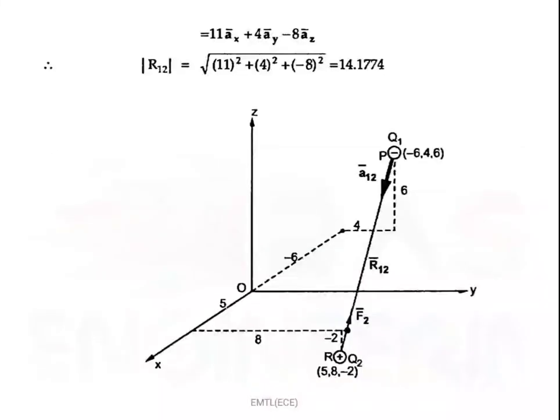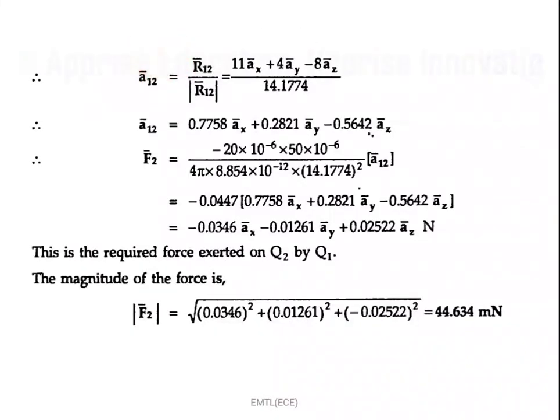Now we have to find the value of the unit vector. The formula for the unit vector A bar 12 is R bar 12 divided by mod of R bar 12. We already found the values of R bar 12, that is 11 ax bar plus 4 ay bar minus 8 az bar, and also we determined the value of mod of R12, which is equal to 14.1774.